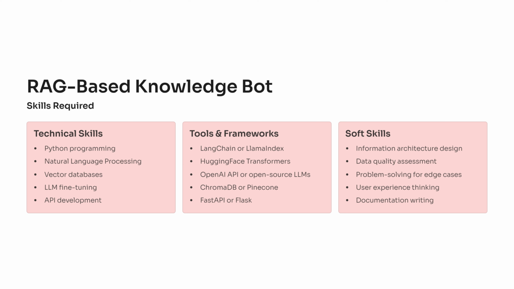Beyond tools, you also develop soft skills that matter in real AI jobs, like information architecture, data quality analysis, problem-solving for edge cases, and UX thinking. Recruiters love these skills because they show you can design real solutions, not just run models. This blend of technical and soft skills makes the RAG project a powerful addition to your portfolio, especially if you're targeting NLP engineering or LLM development roles.